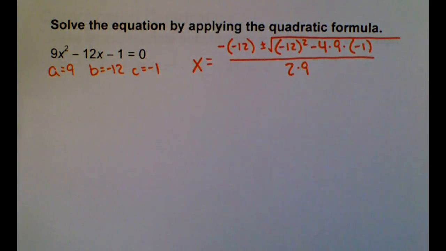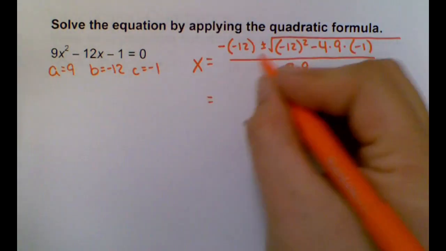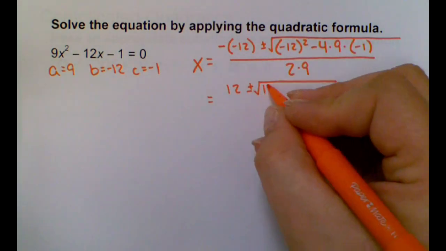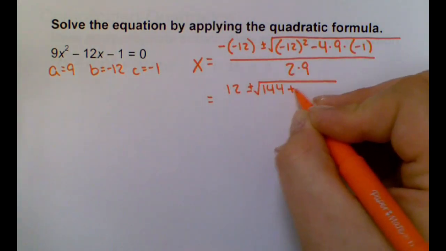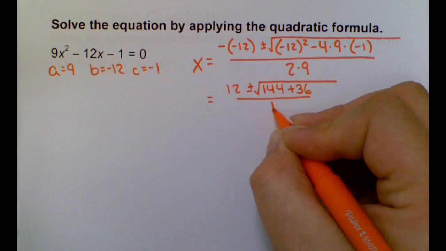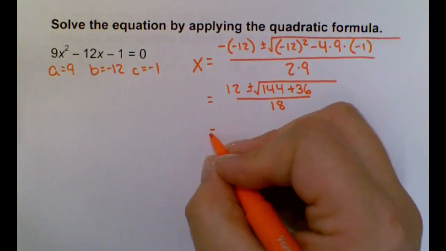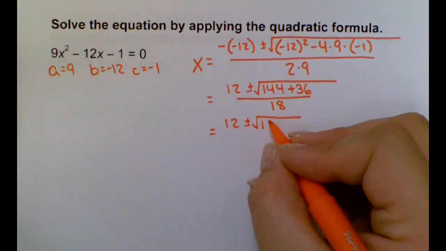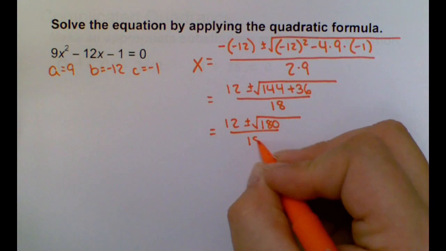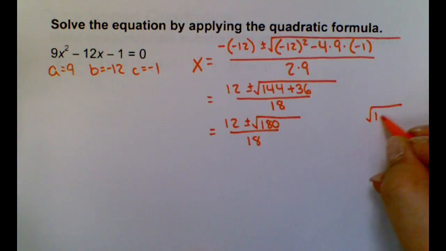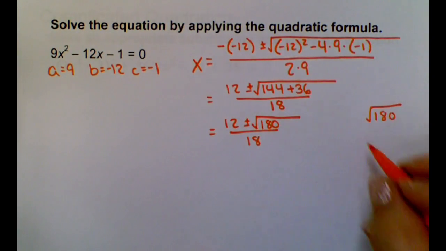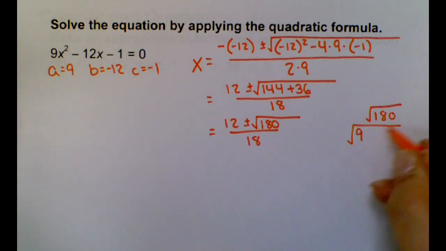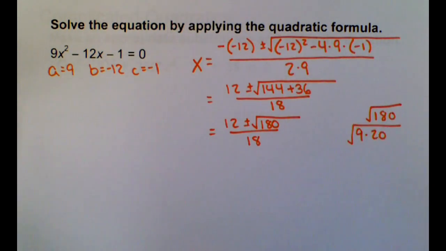And now we simplify. Double negative makes positive 12, plus or minus the square root of positive 144 plus 36, all over 18. 144 plus 36 is 180 over 18. Now we break down 180. Well, I know 9 definitely goes into it, but I think something bigger might. Let's find out. 9 times 20, right?